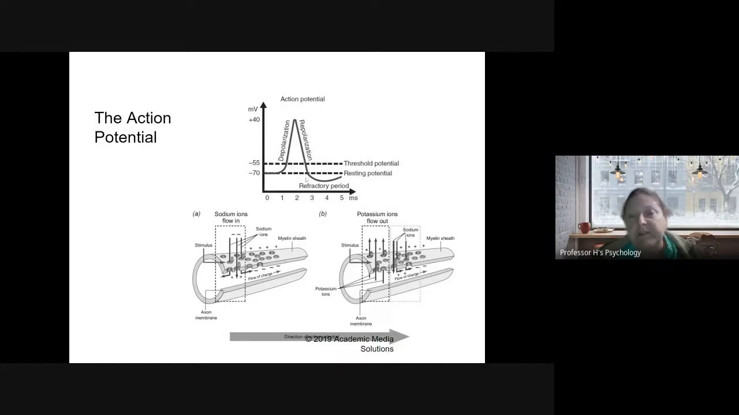During that period of time, when the cellular membrane is trying to recover and it has gotten to a point where it is even more negative, another action potential cannot occur during that phase. So that's called a refractory period. So this is what it looks like graphically.